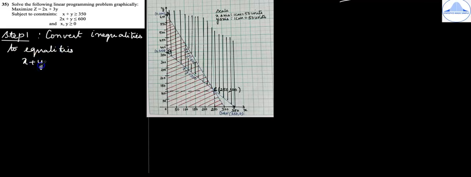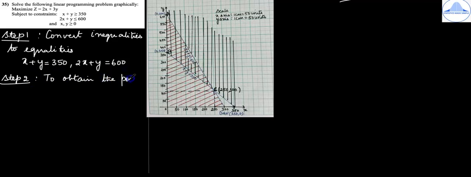So it will be x plus y is equal to 350, and you will have 2x plus y is equal to 600. Step 2, to obtain the points of the two lines. So now you start with the first line. So consider x plus y is equal to 350.